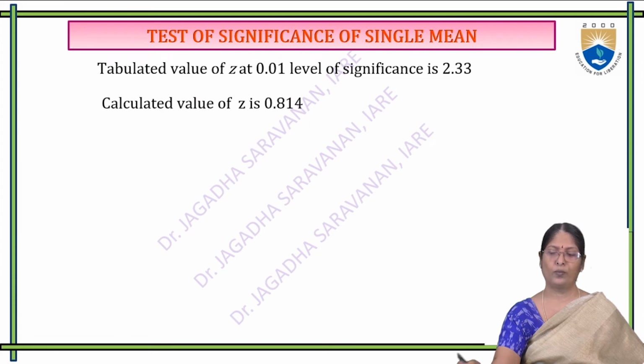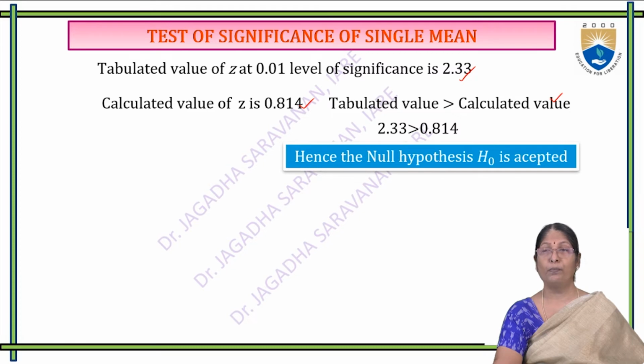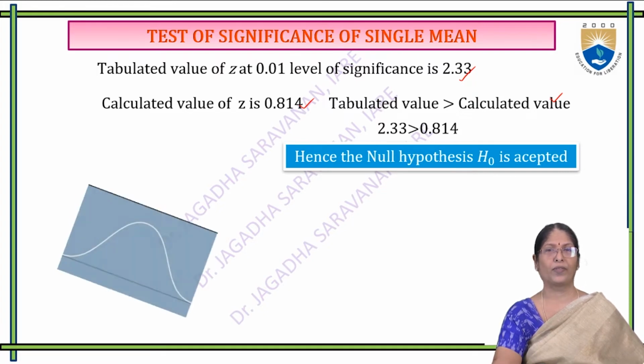Now we obtained the tabulated value 2.33, and the calculated value is 0.814. The tabulated value is more than our calculated value, that is, 2.33 is greater than 0.814. So the null hypothesis about our mean value, which is given as 73.2, we have to accept. There is no question about it. That is the problem, but we can also see the graphical representation.